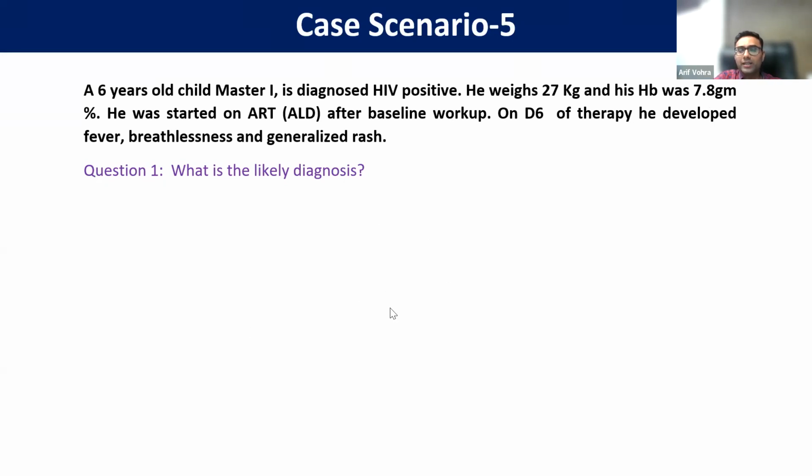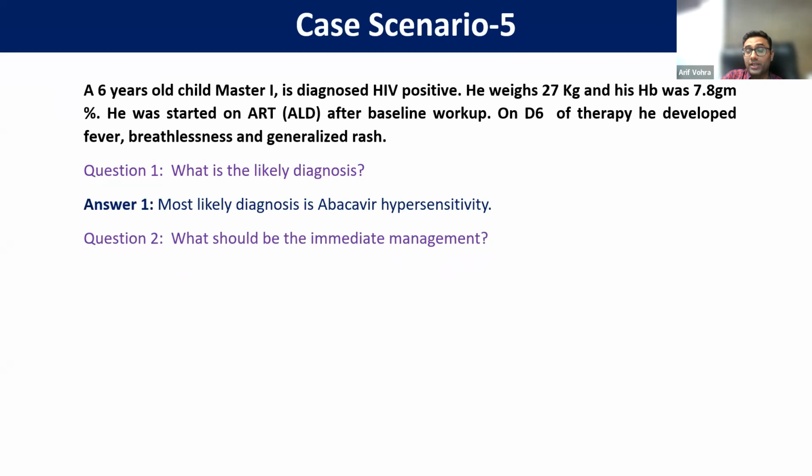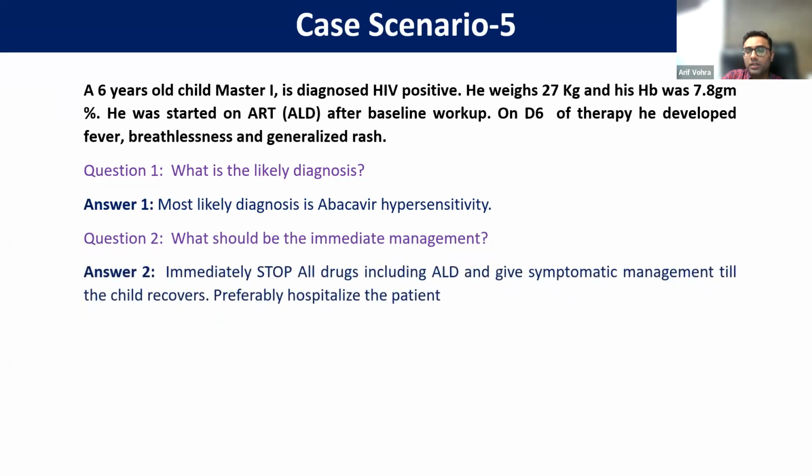The child has been started on abacavir, lamivudine, and dolutegravir regimen. Yes, so it's abacavir hypersensitivity reaction. So it is more likely diagnosed as abacavir hypersensitivity reaction. Now, what should be the immediate management? First of all, we need to stop all the ART drugs, give symptomatic treatment, and if required, hospitalize the patient. Okay. And does he require ART modification? Can anyone tell in the chat box?